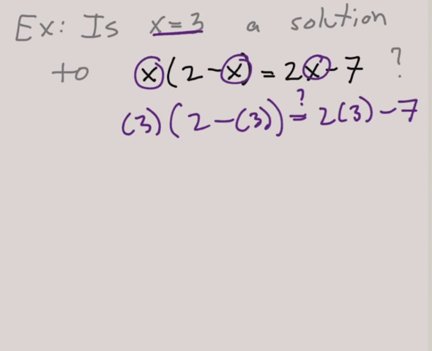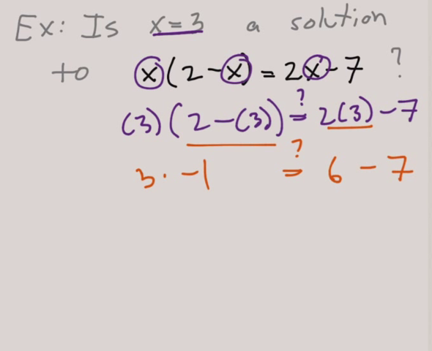Yeah, let's go ahead and solve this. I'm going to start with this thing. So I have 3 times, let's see, 2 minus 3 would be a negative 1. And that might be equal to, let's see, 2 times 3 is 6. I get 6 minus 7.